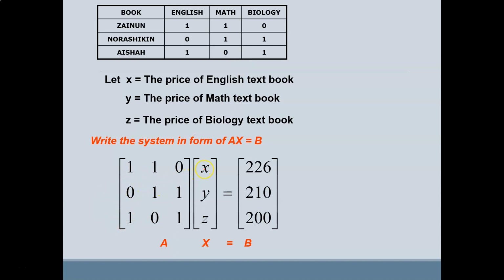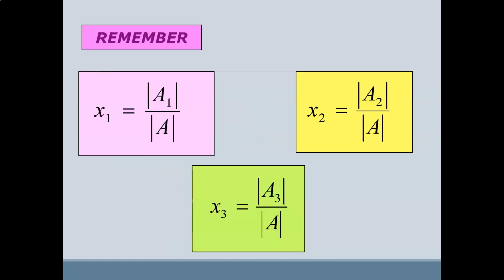And of course, we write down the unknowns in sequence: X, Y, and Z. And here is the lump sum, the totals: 226 for Zainun's books, 210 for Rashikin's books, and 200 for Aisha. After you obtain this, then you can perform your Cramer's rule method.